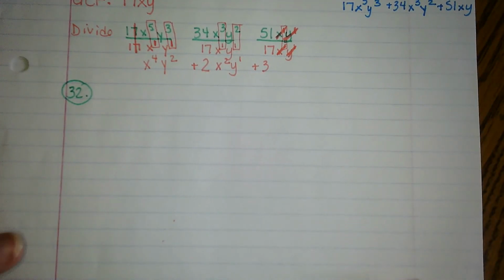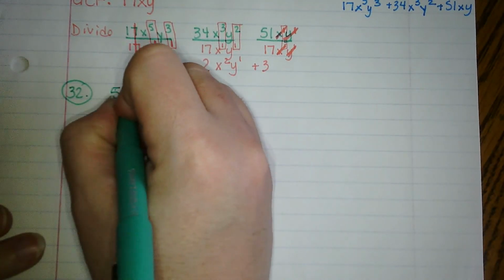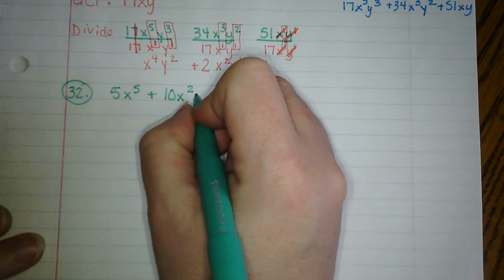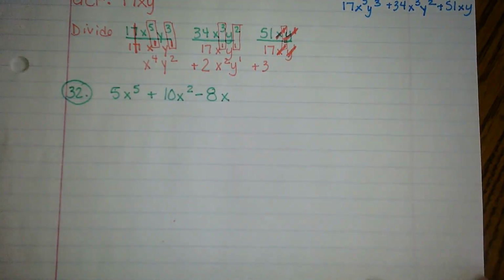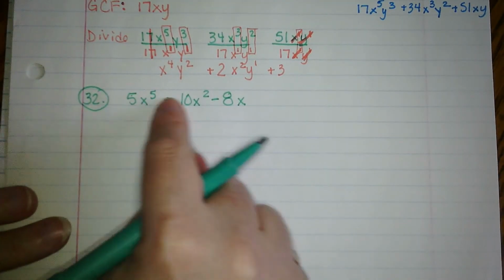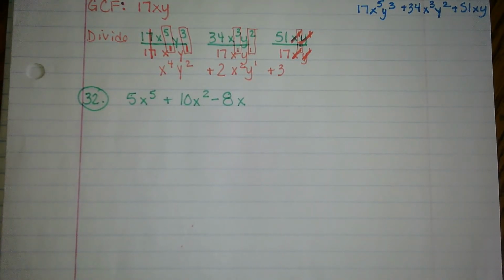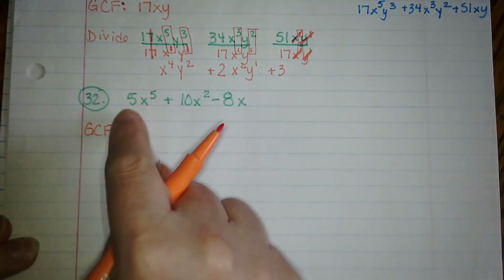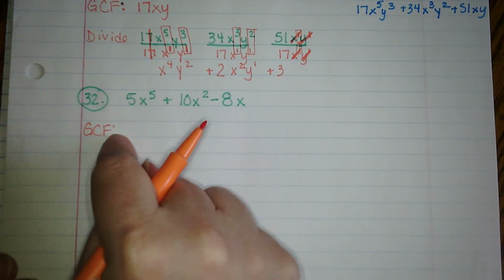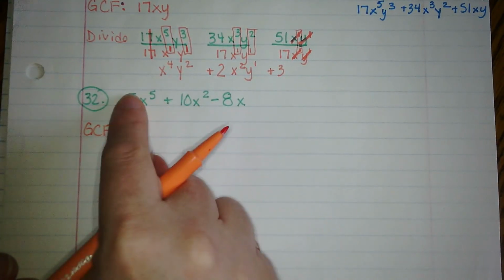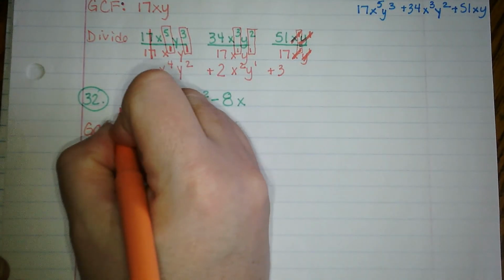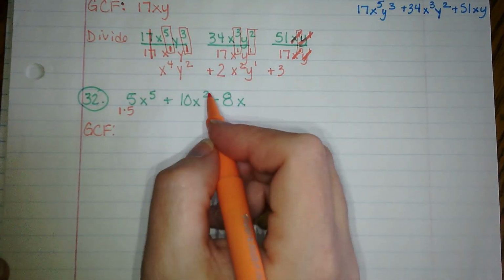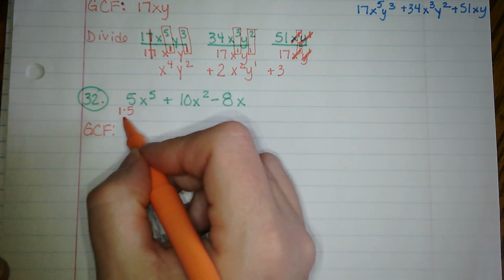So 32 is our last one. This one says 5x to the 5th plus 10x squared minus 8x. Interesting. So what we're going to do is start with GCF. Remember, when we're doing GCF, we take the smallest factor, the smallest one, and we break it down. So 5, 10, and 8, between those, 5 is the smallest. So we're going to do 1 times 5. And I have to see if 5 is divisible, or if these numbers are divisible by 5.